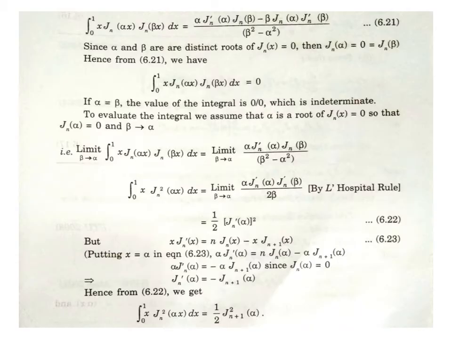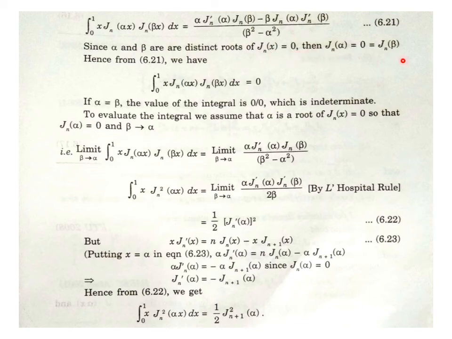That's what I was saying in the last step of the previous slide. All values are substituted at appropriate places, and equation 6.21 is obtained. Now as alpha and beta were assumed as distinct roots of Jn(x) equals 0, it is obvious to say Jn(α) and Jn(β) both are 0.